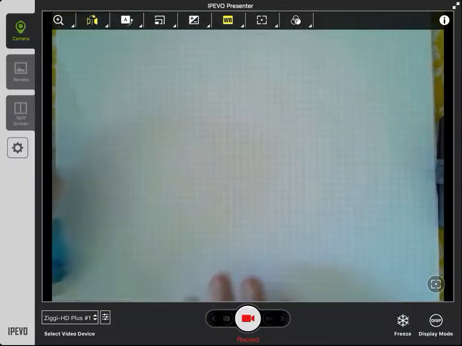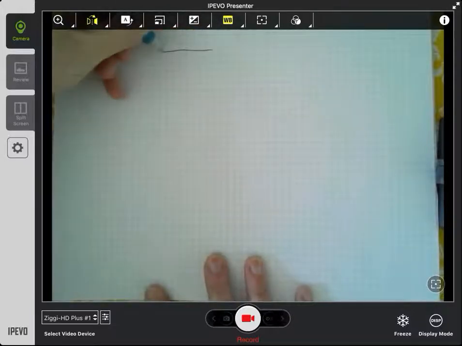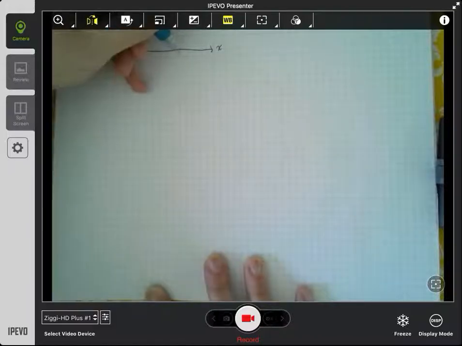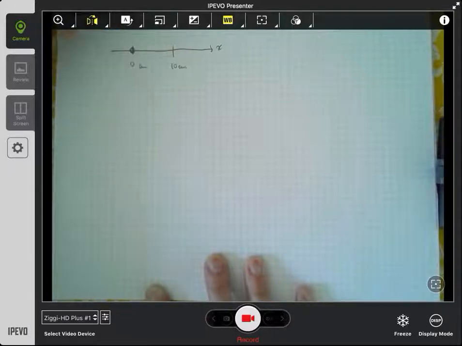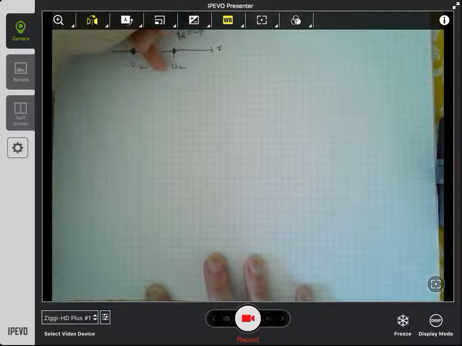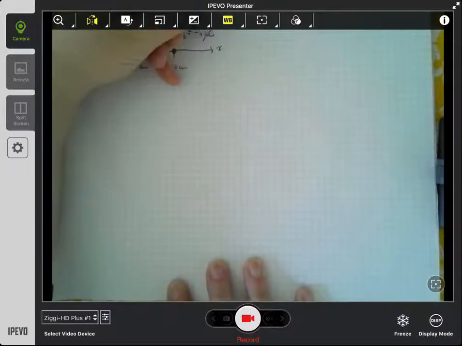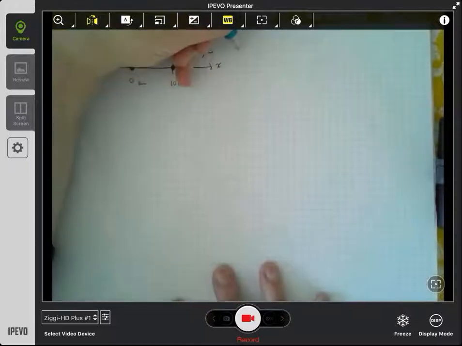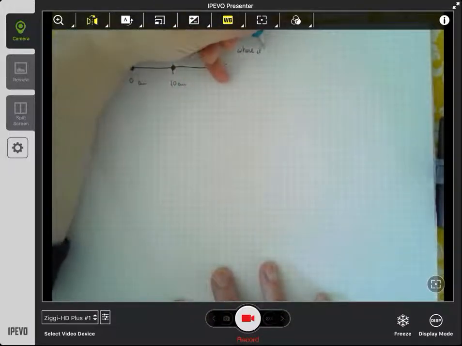Let's start with an x direction. Let's call this 0 and 10 centimeters. Let's say there's a charge sitting here, QA, of -3 microcoulombs, and there's a charge over here, QB, of -7 microcoulombs. And we want to know where the electric field is equal to 0. So let's start out with that one. Where is E equal to 0?